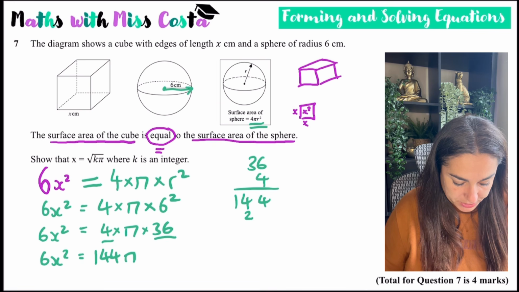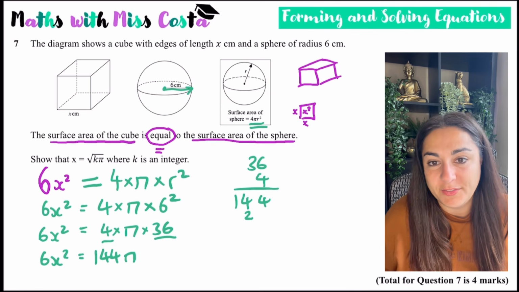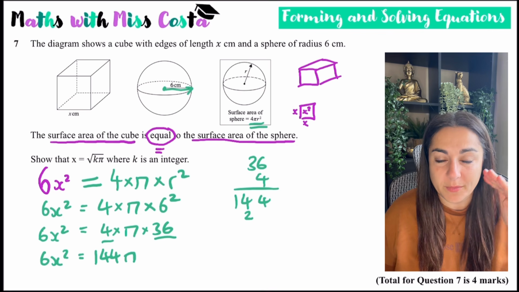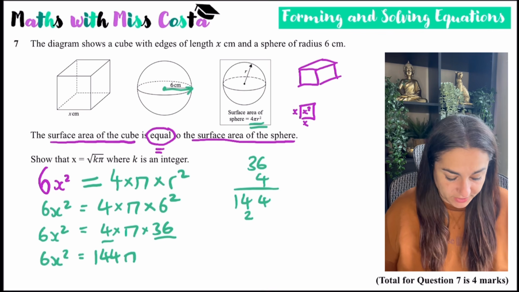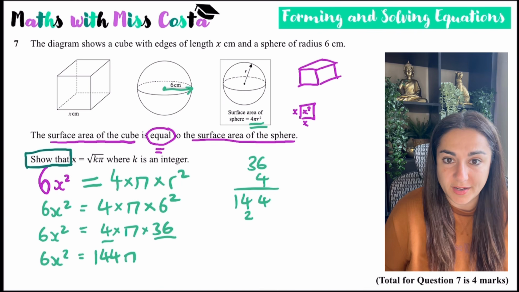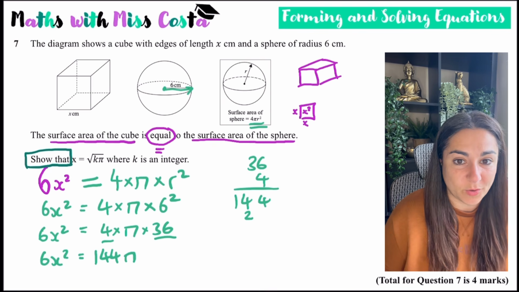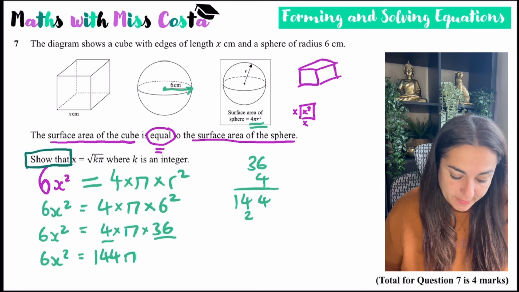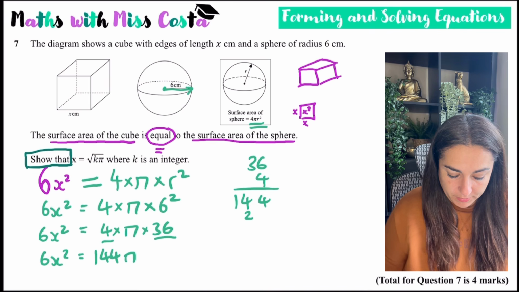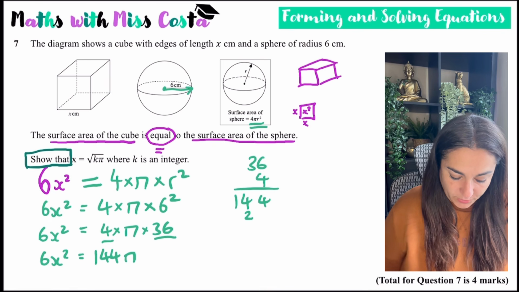Now we want to see what we can do. I haven't even bothered to see what they actually want from me yet, because that sometimes confuses people and it makes you work backwards. So whenever you see a show that question, just do what you think you would do to work out something. If your question has an x in it, generally the aim is going to be to solve it, to work out what the value of x is, or to at least write it in an expression. So show that x equals blah, blah, blah. So I know that what I want to do is figure out what x is, which means I want to get x on its own.